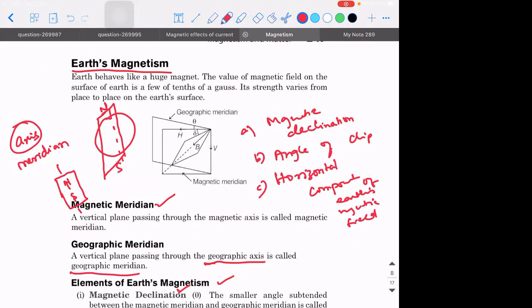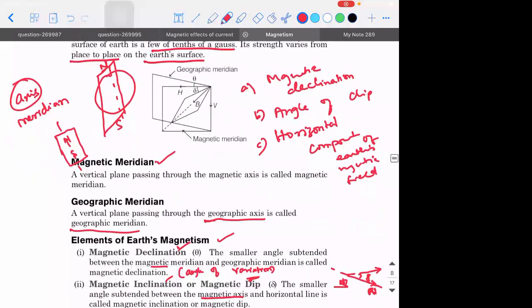We know the fact that Earth behaves like a huge magnet. The value of the magnetic field on the Earth's magnet is a few tenths of a Gauss. The other important thing is its magnetic strength varies from place to place on the Earth's surface. There are some basic terms that you need to know. What is a magnetic meridian?